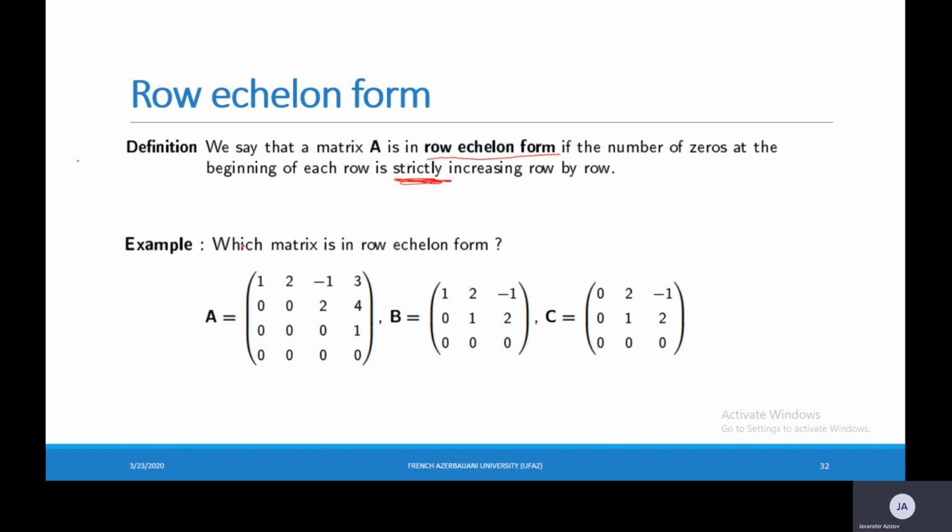Let's look at the example. Which matrix is in row echelon form? Look at the first one. Here in the first row there is no zero. In the second row we have 2 zeros, and here 3 zeros and 4 zeros. So the number of zeros is strictly increasing row by row. Because of this, A will be in row echelon form. Using the same method, B is also in row echelon form.